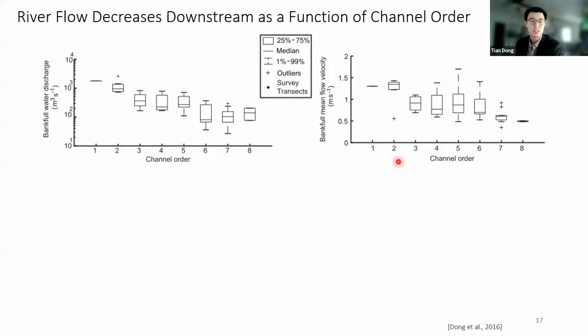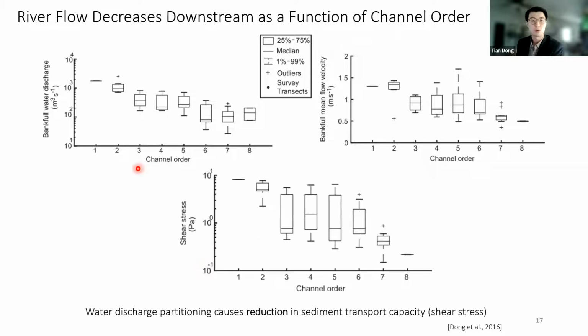And we can translate this into shear stress, which is a proxy for sediment transport capacity, shown in this plot. So here is shear stress in Pascals as a function of channel order. As a result of flow reduction, shear stress, the sediment transport capacity, also decreases downstream, which is caused by flow partitioning.